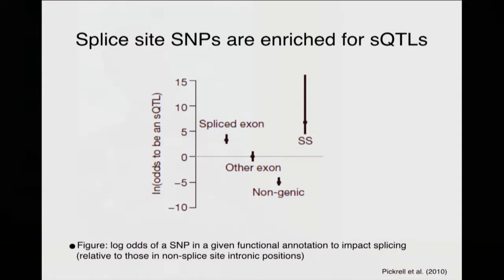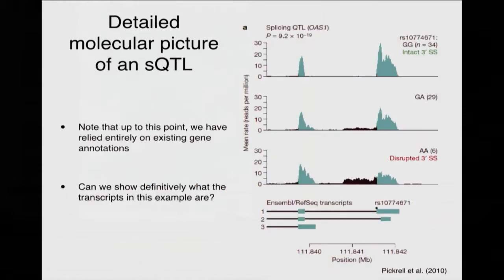Things within that spliced exon itself, but outside of the splice site, also seem to be enriched for SNPs that influence splicing. Things in other exons are essentially equivalent to introns, and non-genic SNPs, which are sort of a control, are massively depleted for SNPs that influence splicing. So that's the answer to the question I posed.